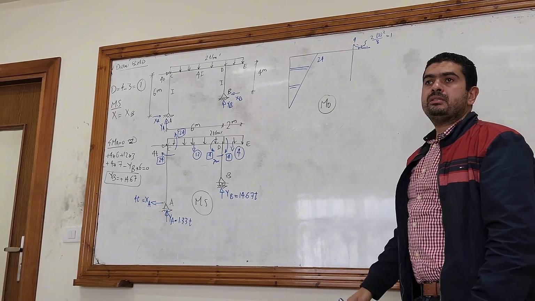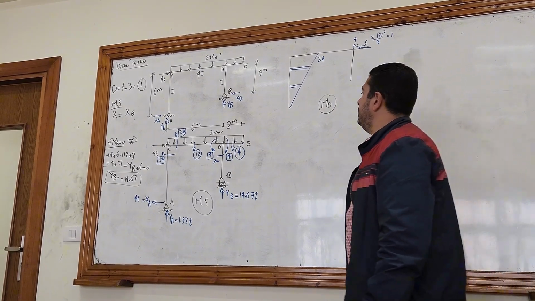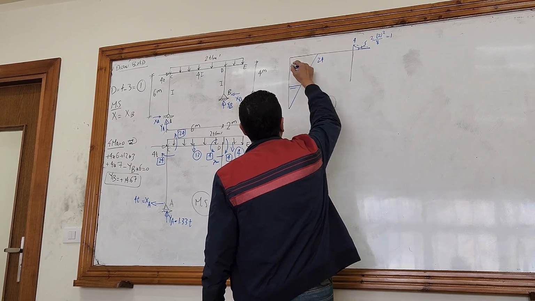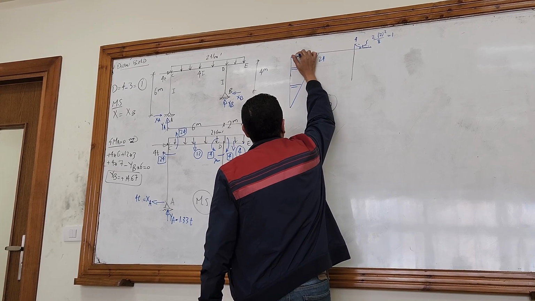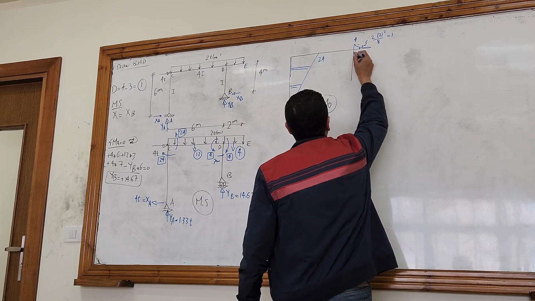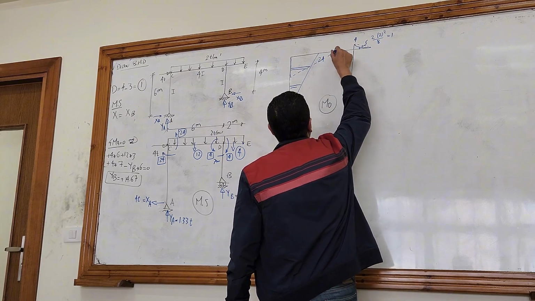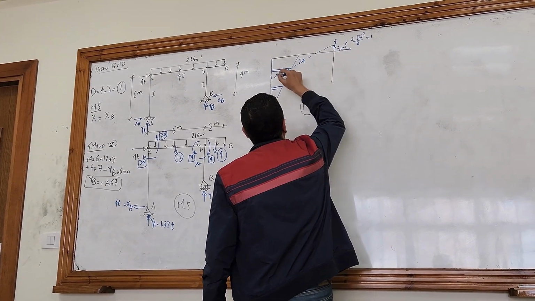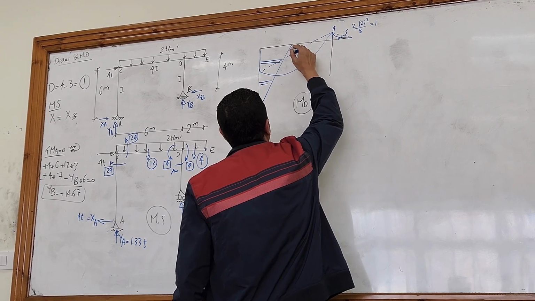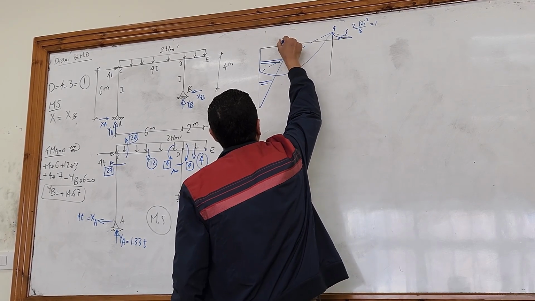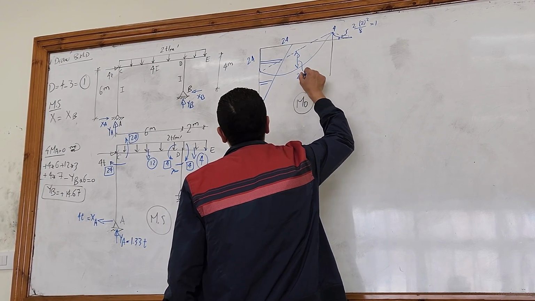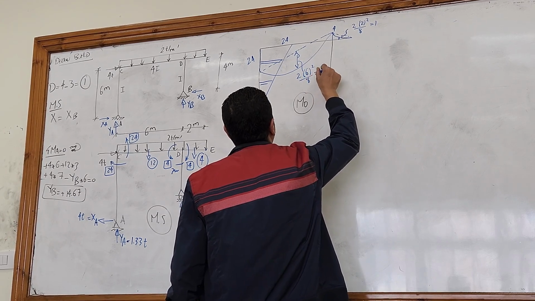The last member, CD, the moment at C, 24 downwards. The moment at D, 4 upwards. Join 24 with 4, and then PL squared over 8, which is 2 times 6 squared divided by 8, which is 9.